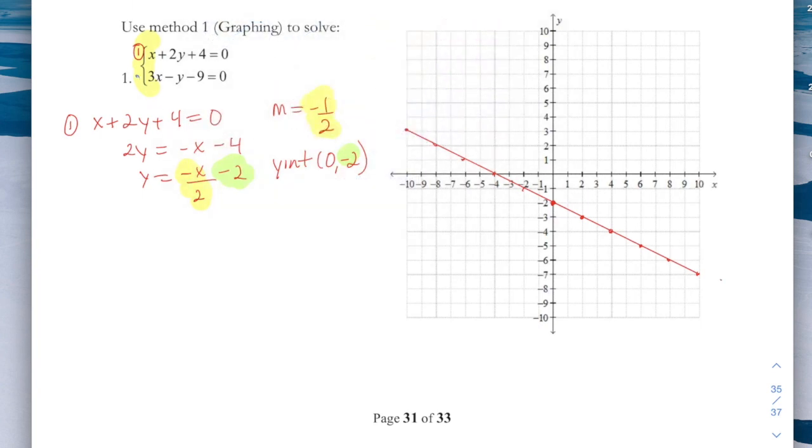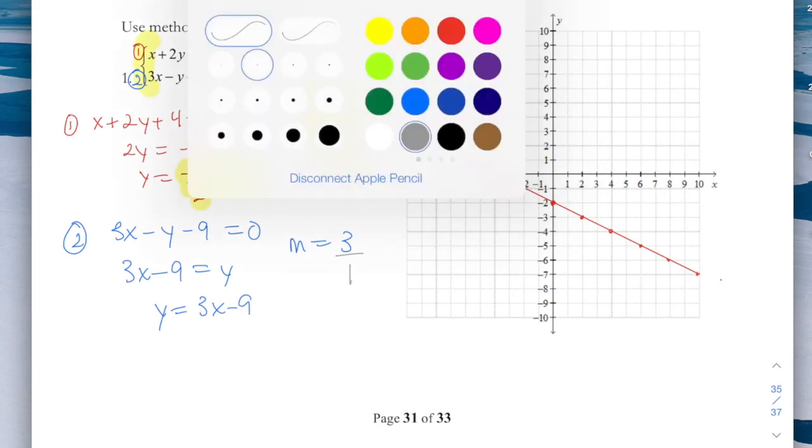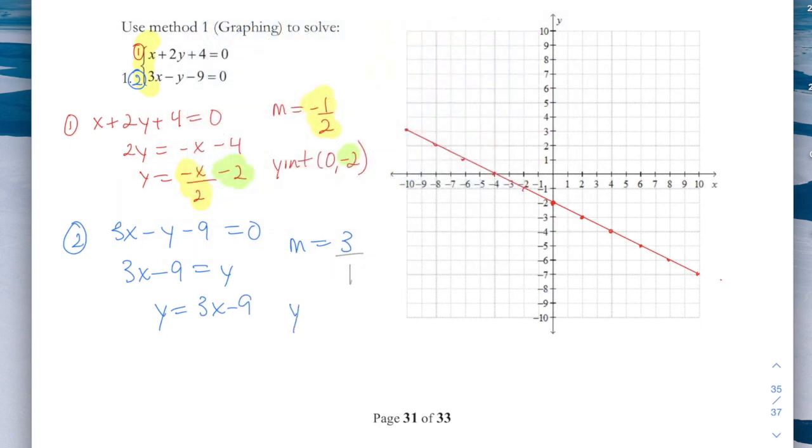Let's do this again for equation number 2. So here we have a slope of 3, and we're going to write it over a ghosty 1, just to remind ourselves how to draw the slope. Okay, so we can pretty clearly see that our point of intersection is right there.